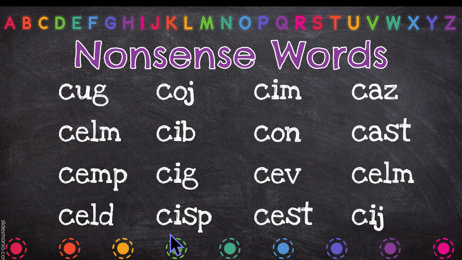Isp, sisp. E, I, or Y? Yes. Use the second sound. S, est, cest. E, I, or Y? Yes. Use the second sound, also called the soft C. S, idge, sidge.